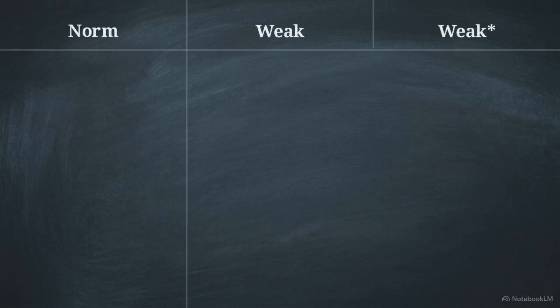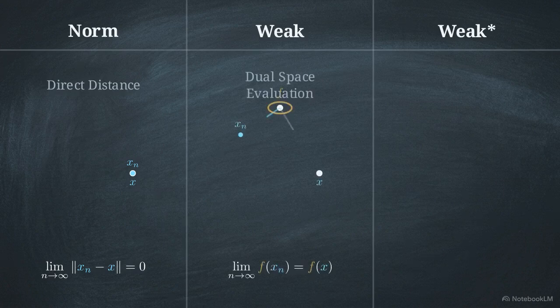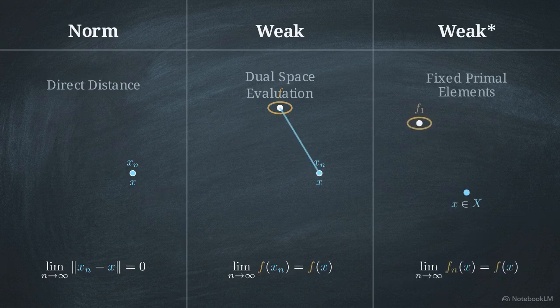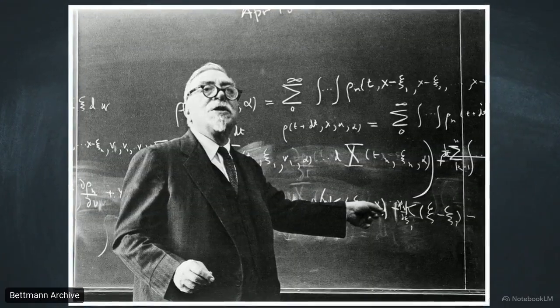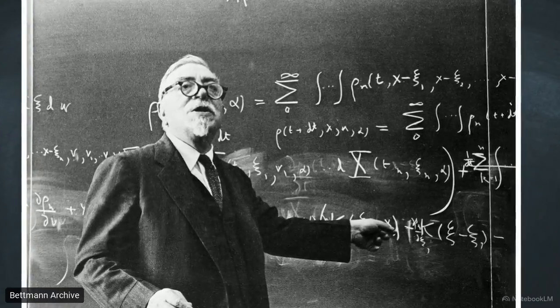This table maps the three types of convergence used to analyze sequences of operators and functionals. Norm convergence is the strongest condition, measuring direct distance between elements in a space. Weak convergence relies on evaluation by all bounded linear functionals in a dual space. Weak star convergence operates specifically in the dual space, analyzing how a sequence of functionals evaluates specific fixed elements from the primal space.